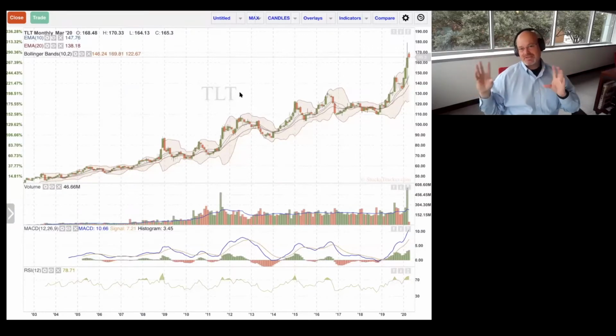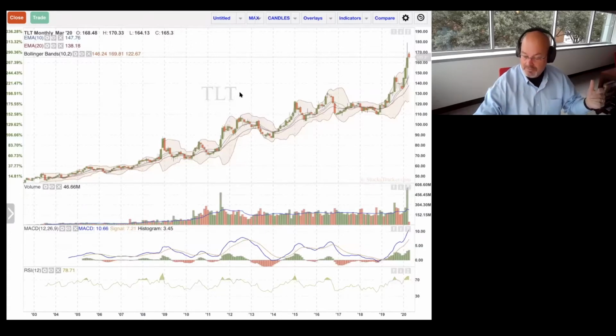So as far as an asset class, when you set up your portfolio, it's a good idea to have some bonds in there, because look at this chart and tell me what you see from the beginning back in 2003 until now. What is that chart doing? It's gone up, up, and up.